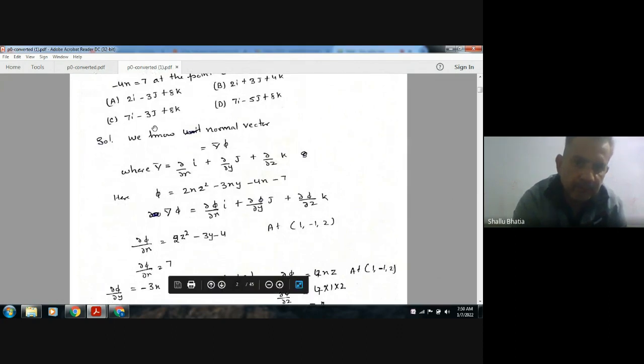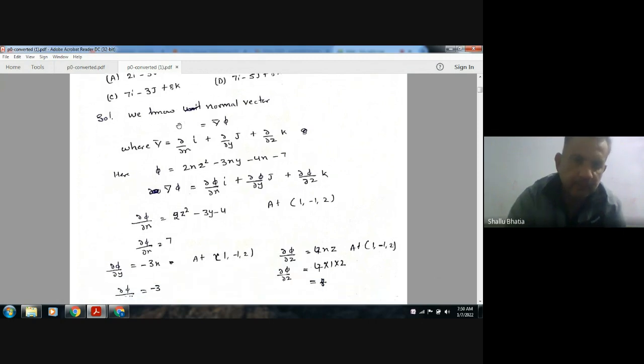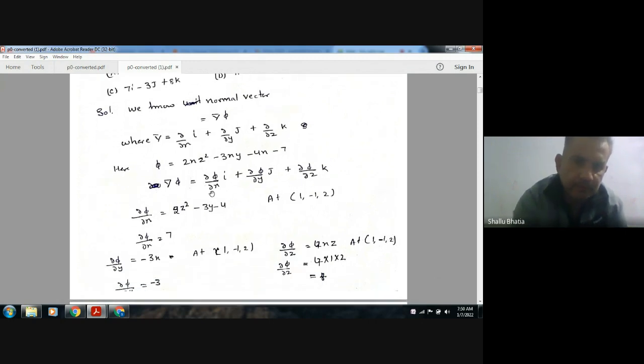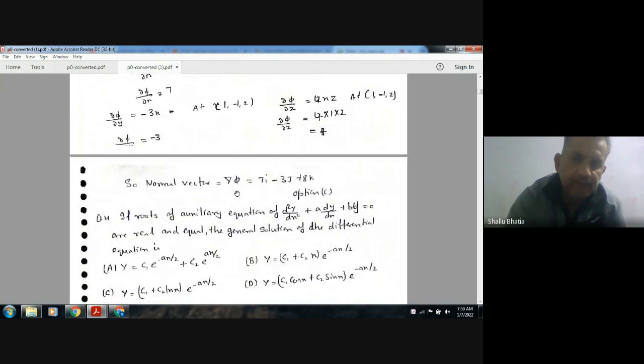Okay, 7i minus 3j plus 8. Because the normal vector is this. So the answer will be option C.